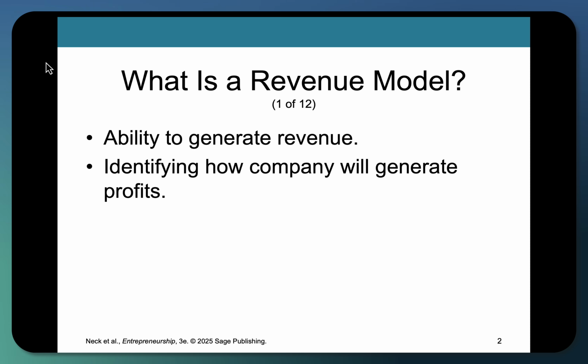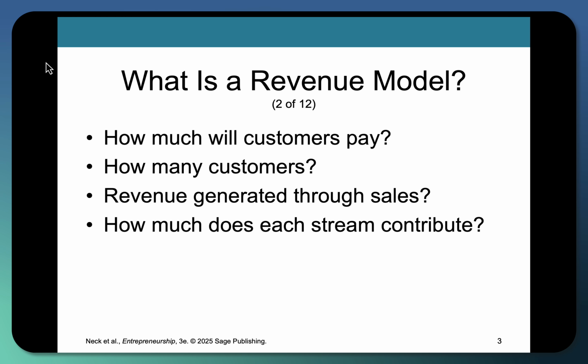So what is revenue, right? The ability to generate revenue, identify how you're going to generate profit. A revenue model is a key component of a business model. It identifies how the company is going to earn income and generate profit. Like, how are you going to make money, right? How much will customers pay?